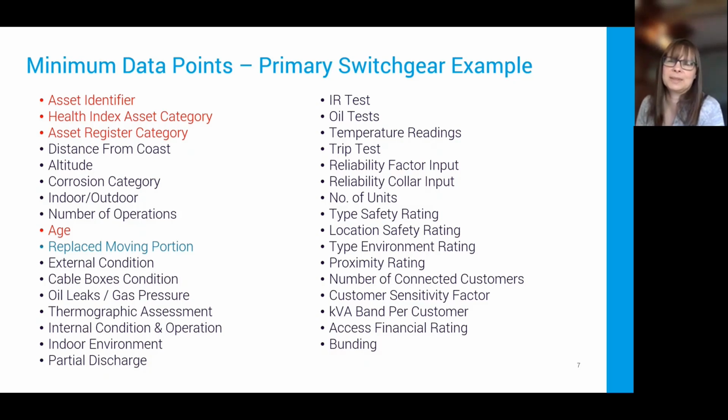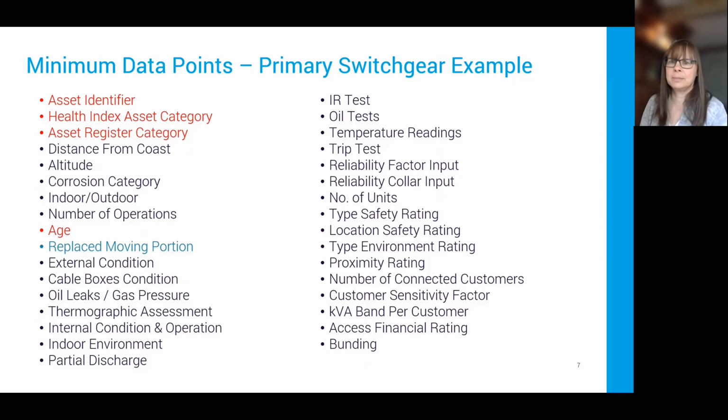We've also seen issues where an asset's been replaced and the wrong data is associated with the new asset. So we avoid things like that with a unique identifier. Health index asset category and asset register category are CNAIM terms, but what we really mean is an asset category like a high voltage switchgear or high voltage transformer. The health index asset category is quite a broad category, and the asset register category is a subcategory of that. So if you know the asset register category, you'll also know the health index category.